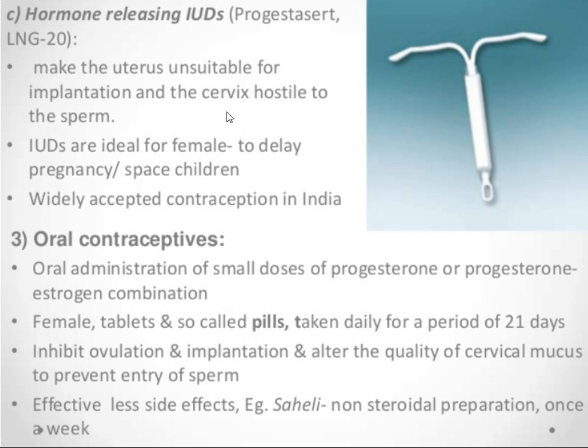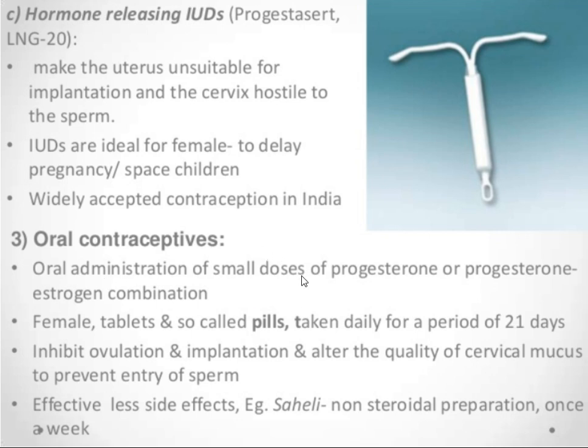So they make the uterus unsuitable for implantation and the cervix hostile to the sperm. IUDs are ideal for females to delay pregnancy or for spacing between two children. Widely accepted contraception in India. Then other than this, there are some oral contraceptives which can be taken.